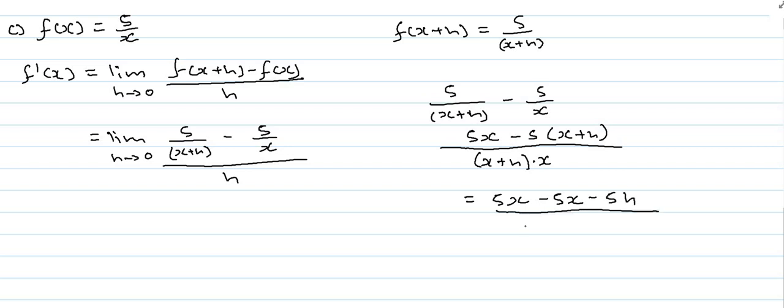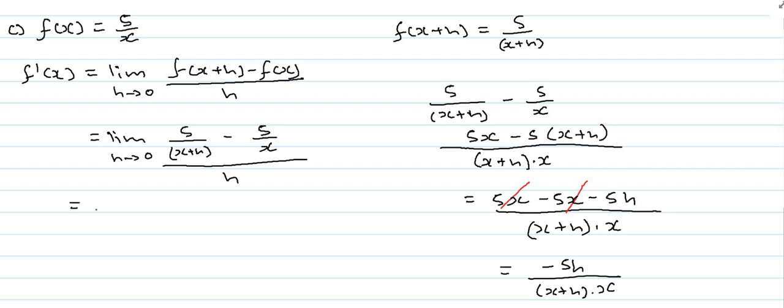All divided by x plus h multiplied by x. As I've said, f of x must always cancel out. 5x cancel out 5x. What are we left with? We'll be left with negative 5h over x plus h multiplied by x.